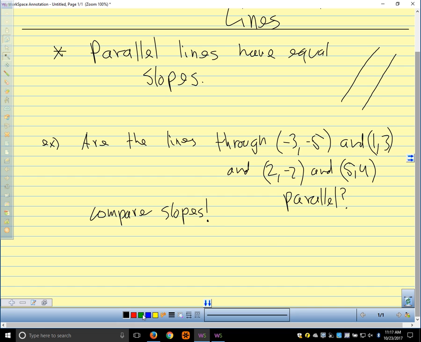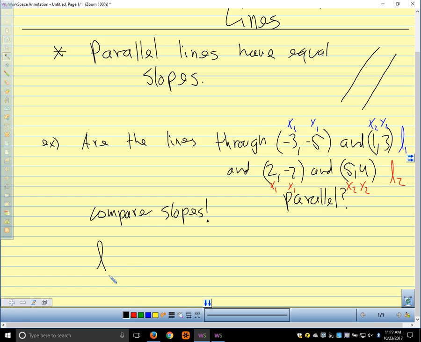So I'm going to call this top one L1 and the bottom one L2. And I'm going to label my points x1, y1, x2, y2. It doesn't matter which pair is 1 or which pair is 2, but the 1s have to stay in the same parentheses and the 2s have to stay in the same parentheses. I'll do the same thing for the bottom ones, x1, y1, x2, y2. And we're going to calculate the slopes.